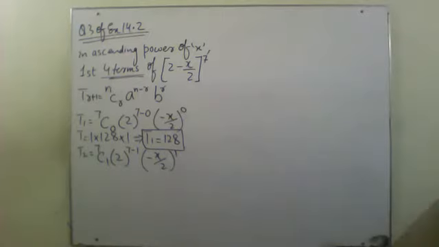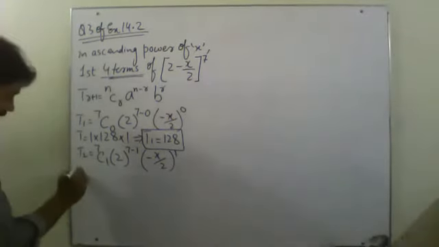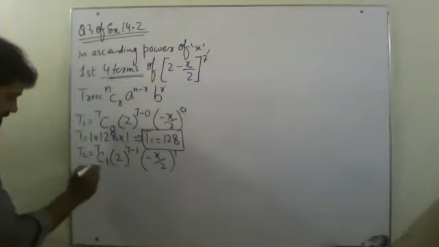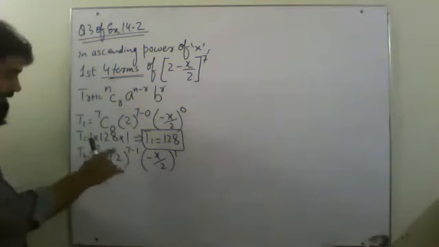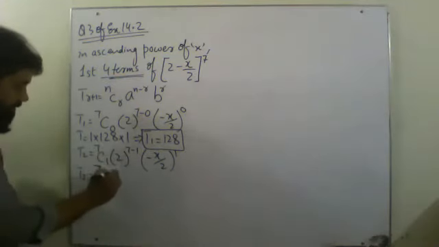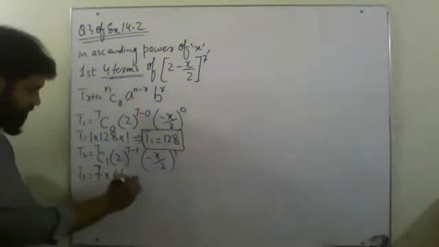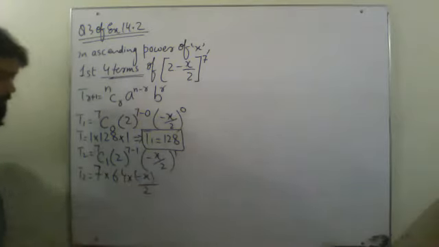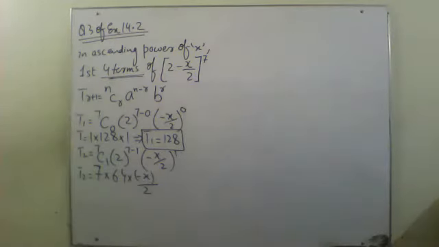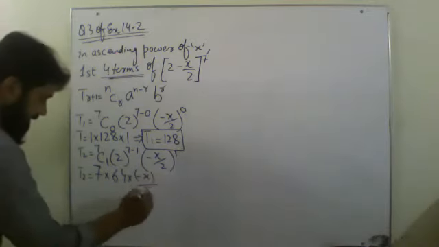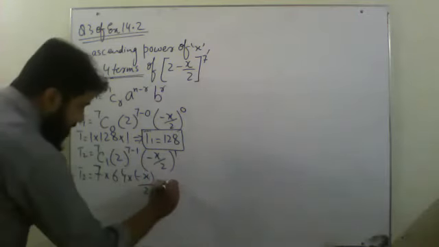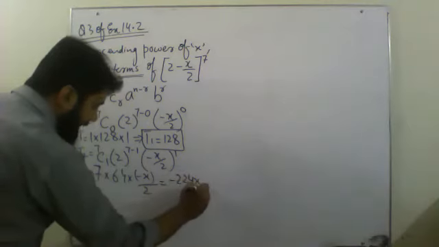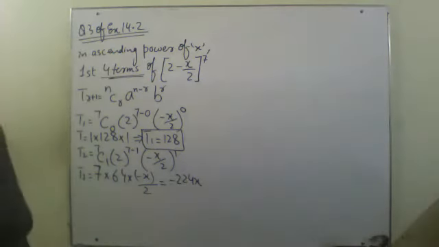First of all, 7C1 will be equal to 7. 2 to the power 7 minus 1, the power will be 6. 2 to the power 6 will be 64, into minus x over 2. Simplifying it and dividing by 2, my answer is going to be minus 224x.